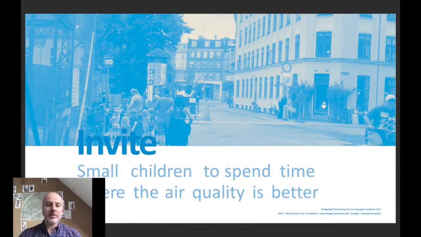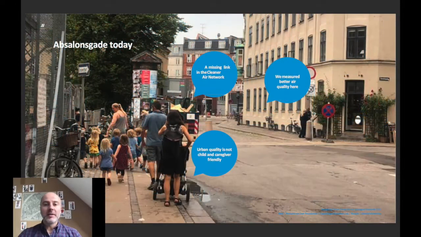The other strategy here is about inviting, right? So here's an area where, again, lots of kids every single day, pretty good air quality here, in part because there's not a lot of vehicles and it's right next to a park, but it's a horrible place to be. The urban design here is really, really poor. It's a difficult place to navigate.